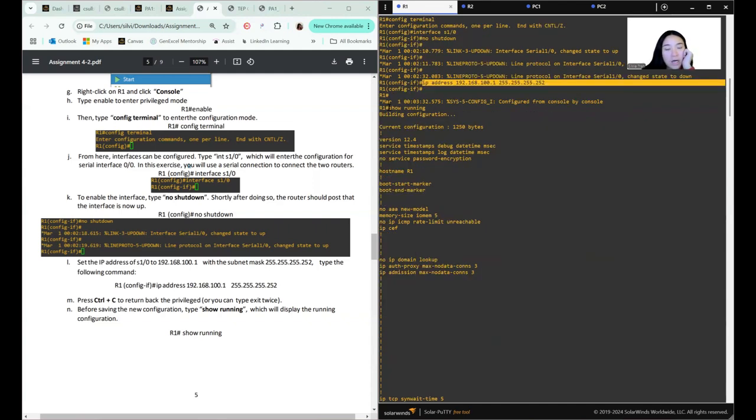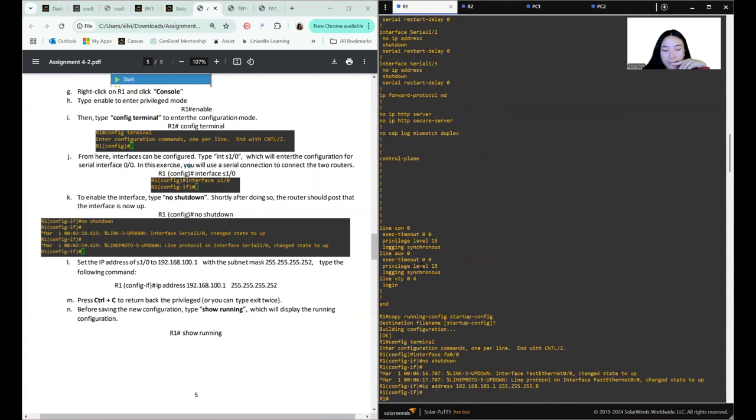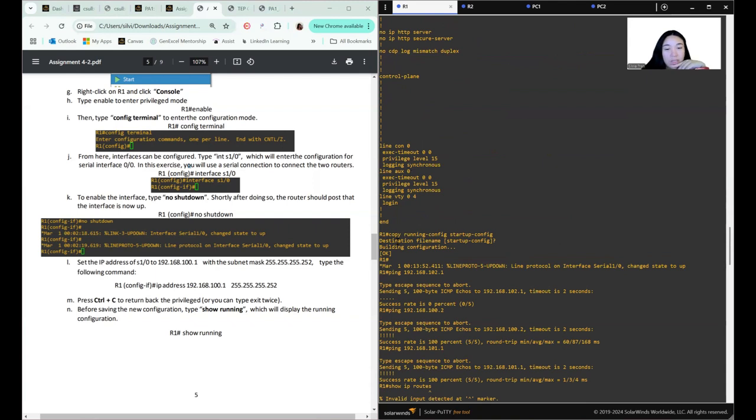Then I did the command show running, which shows the serial interfaces right here, and it shows that the IP address is what we assigned it to for interface serial 1/0. Then I entered copy running-config startup-config, which saves the configuration.